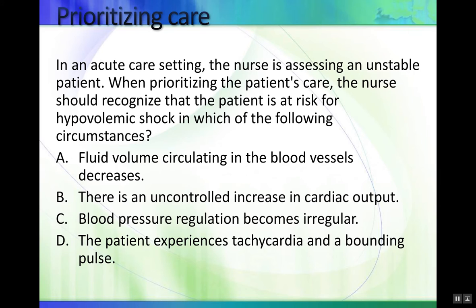If you look at chart 14-3 on page 296, it actually talks about the risk factors. So your trauma, surgery, vomiting, diarrhea, diuresis, and diabetes insipidus. Your internal is going to be your hemorrhaging, your burns, your ascites, your peritonitis, and your dehydration. So again, that's on page 296 in Brunner, 13th edition.